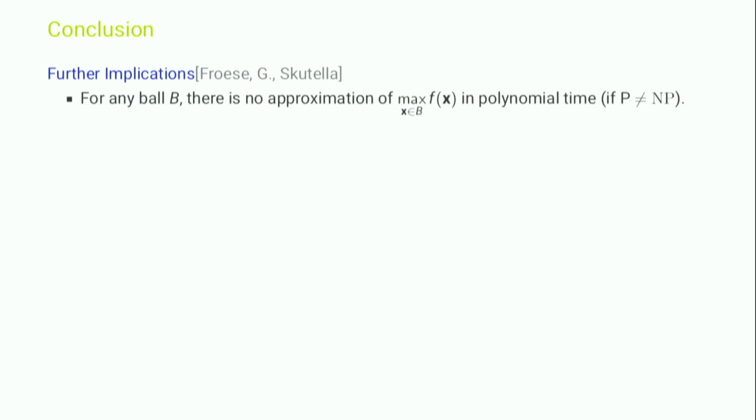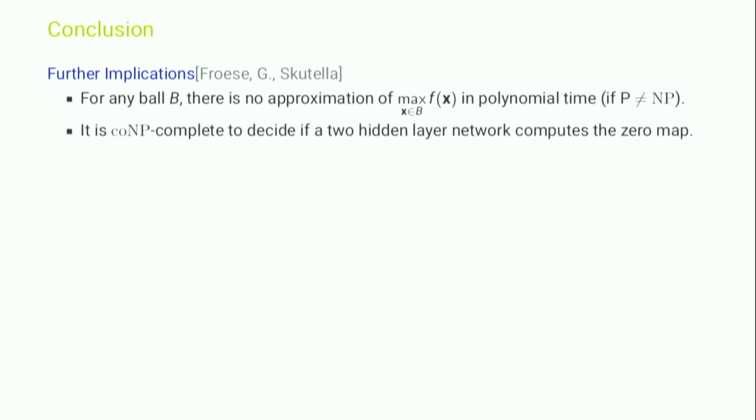It implies that for any ball B in the input space, there cannot be an approximation. So we cannot design an algorithm that approximates the maximum that the function computed by the neural network takes on this ball. Basically any kind of approximation that you can imagine in polynomial time, again, under the assumption that P is not equal to NP. And another straightforward implication of the hardness of positivity is that it's also already co-NP-complete to decide if a two hidden layer neural network computes the zero map.